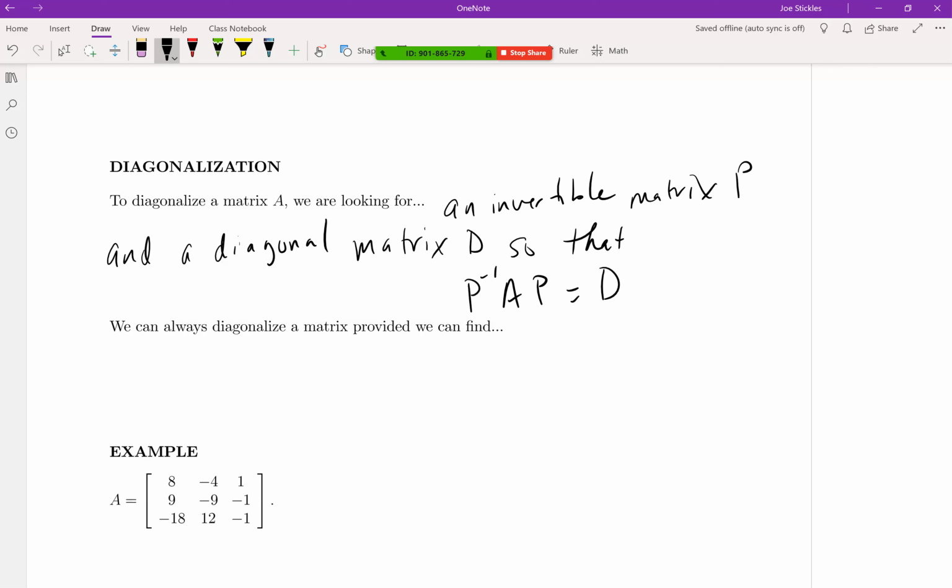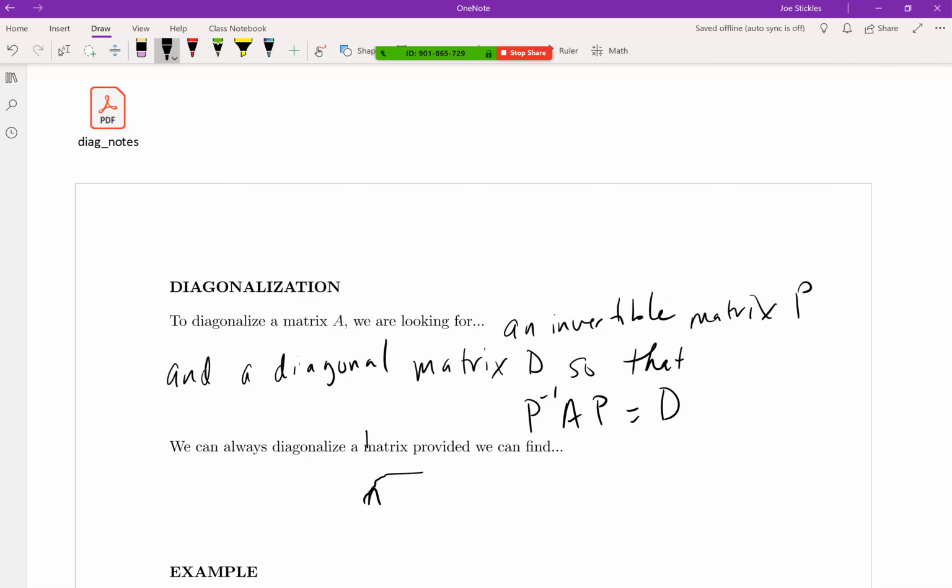And then, again, to summarize from what we just talked about in the lecture, we can always diagonalize if we can find n linearly independent eigenvectors.